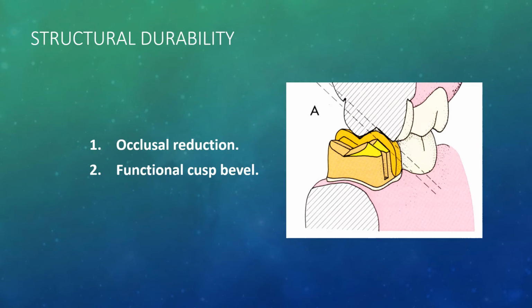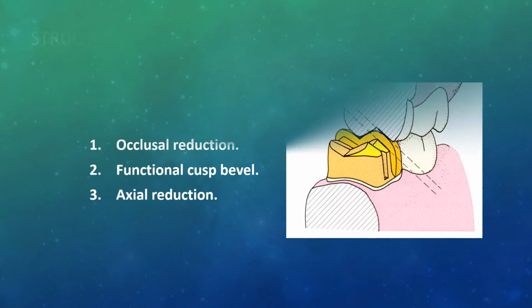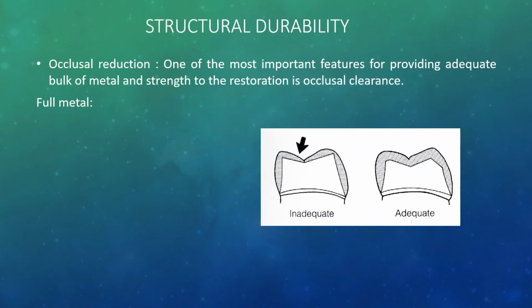And also, if you overbuild this area with a lot of ceramic, there is a chance of the ceramic being chipped off. That is the reason why you need to give a functional cusp bevel, so that there is increased surface area, and hence you are also trying to dissipate or direct the occlusal forces in different directions. And of course, this is a part of your structural durability.